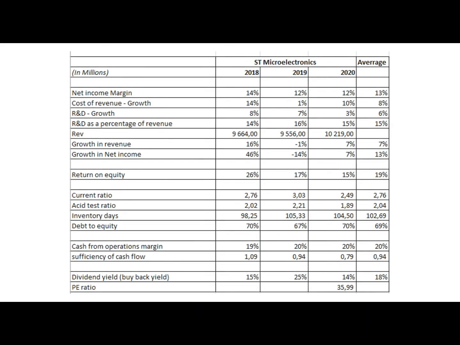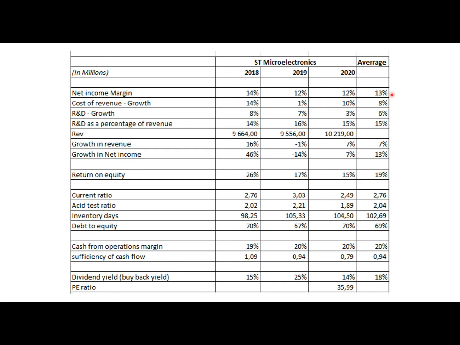ST Microelectronics designs and develops a broad range of products including semis and electrical devices. Net income margins are pretty stable, below the industry average of 18%. Now, ST Microelectronics does operate in a fairly competitive market, which has decent but not very high margins.